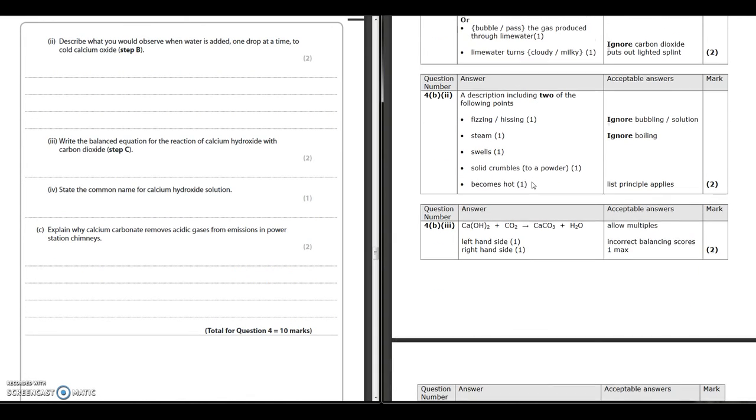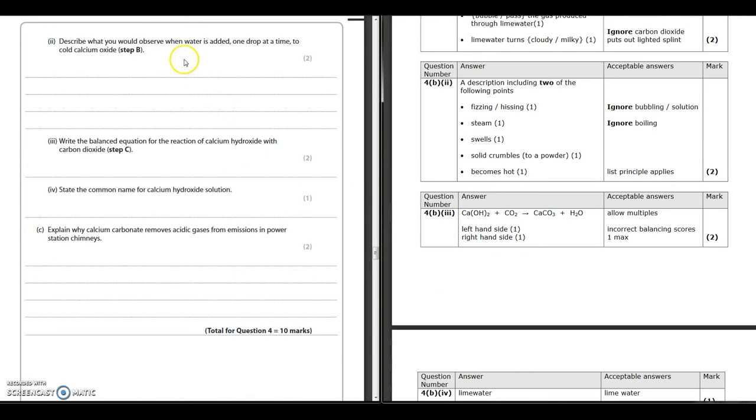For part 2, these ones are always ones that trick up some of our brightest. So you describe what you would observe if this is happening. So you're adding this step by step. You're not getting the calcium oxide that you heated in class with your Bunsen burner.